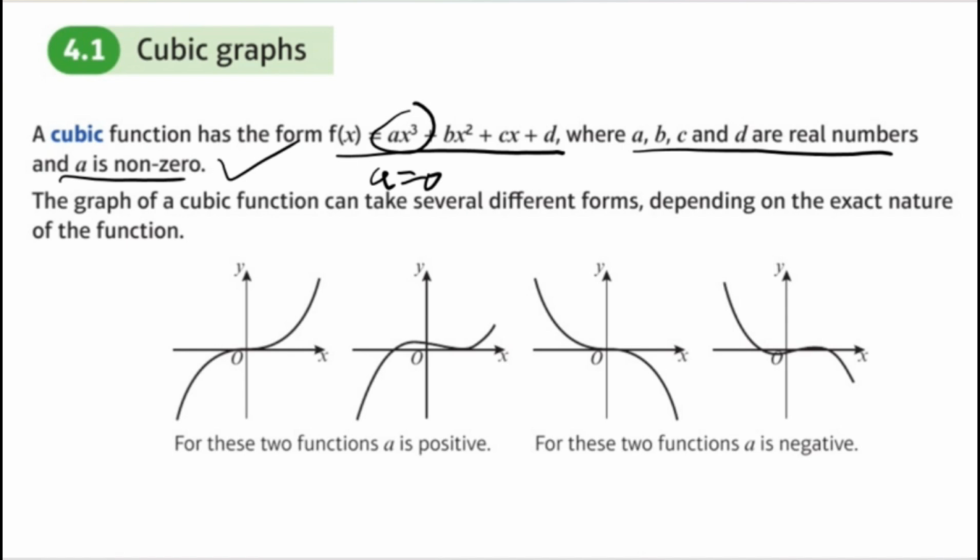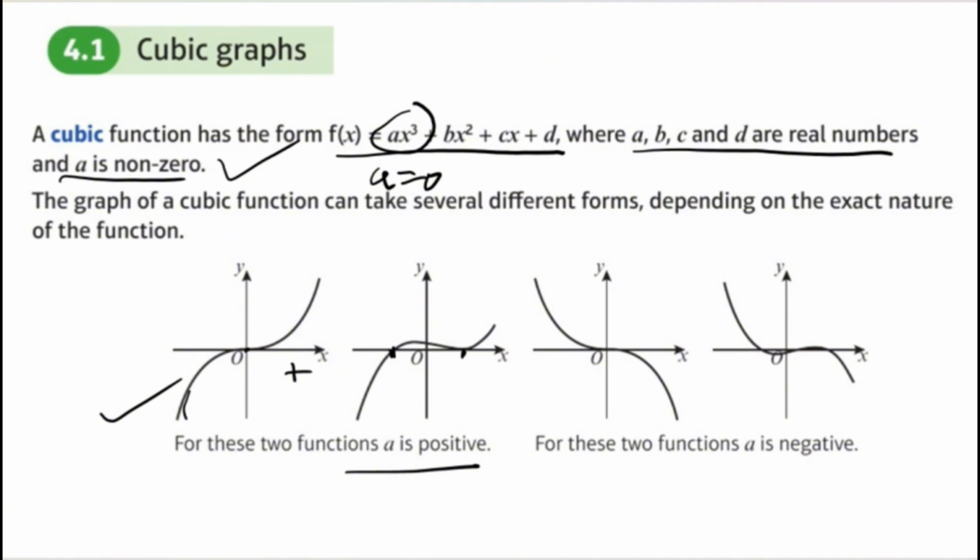The graph of a cubic function you can draw depending on how many solutions that function has. For example, if your a is positive and you have only one intersection point, or only one value of x which is 0, then this type of graph is there. If you have two values of x from your function, so one is here and one is here, then this type of graph is there. And the second thing, the positive a graph starts from the positive side of the axis and ends at the negative side of the x.